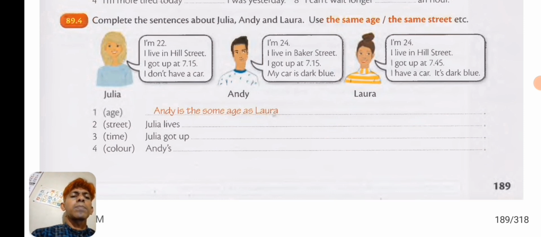Time. Julia 7:15. Andy 7:15. Julia got up at the same time as Andy. Color. Andy has a dark blue car, and Laura has a dark blue car. Andy's car is the same color as Laura's.